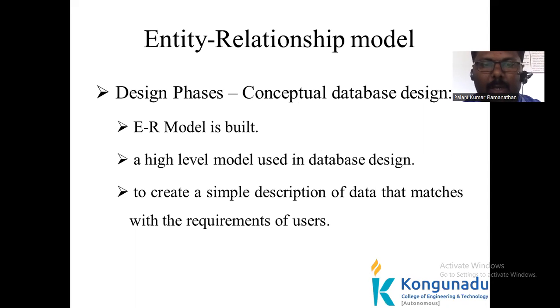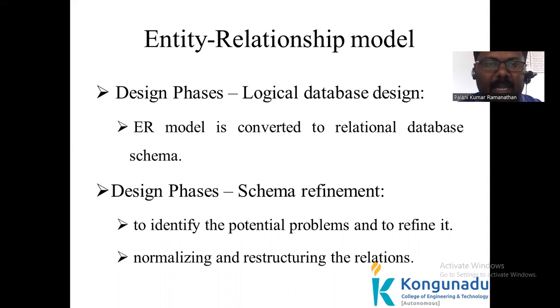It is a high level model used in database design. By using this, we can create a simple description of the data that matches the requirements of users. Then logical database design: the ER model is converted into a relational database schema. In the ER model, things are represented with symbols. To represent an entity, we use a rectangle. For attributes, we use oval or ellipse symbols. Those models are converted into a relational database schema, which is a collection of rows and columns. So we are converting a diagram into a table kind of structure.